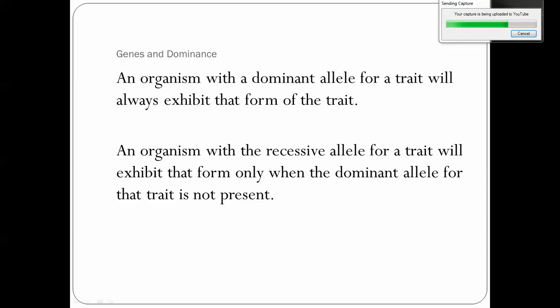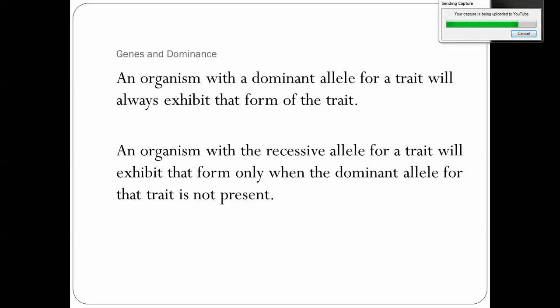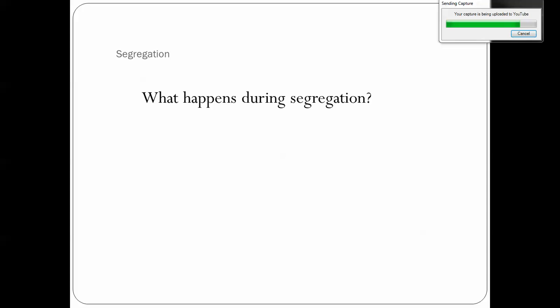That just means, again, what I just said: there are two alleles for each gene, so tall and short, and it would have to be two short alleles in order for the pea plant to be short. They will never be short if the tall is present. And we're going to look at what happens during segregation. Segregation is another part that goes along with dominance. So just know the difference between a dominant allele and a recessive allele, and what happens during segregation.